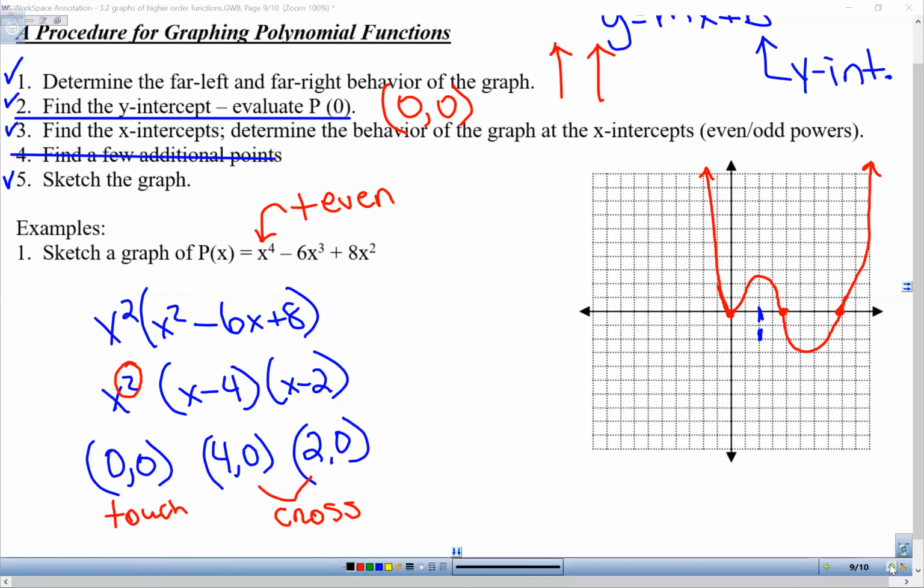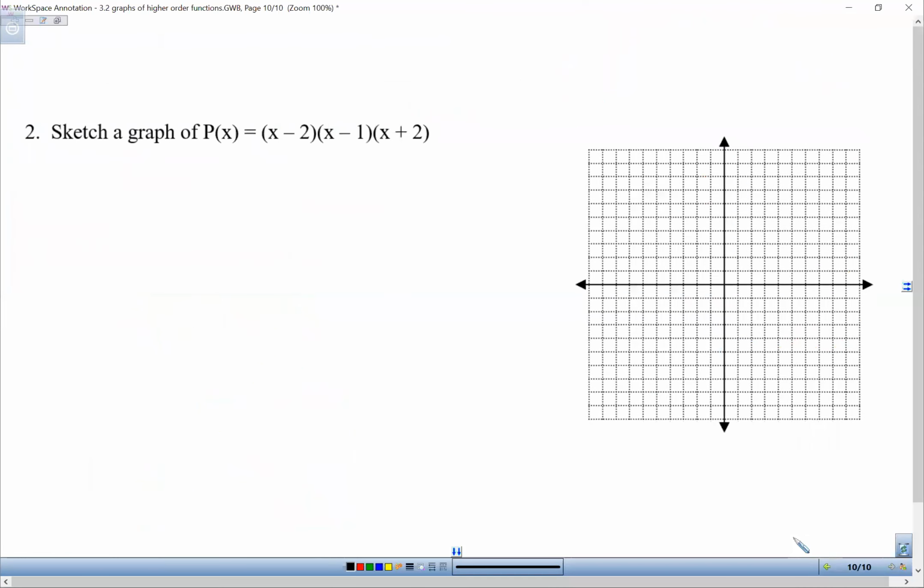All right, let's look at one more graph and then we will wrap this up. So here is our graph. This time they've already factored it for us. Now that's a good thing. It's also a bad thing in a way, because number one, we can't look at the leading term. So first thing we need to do, number one, we need to find the leading term of our polynomial.